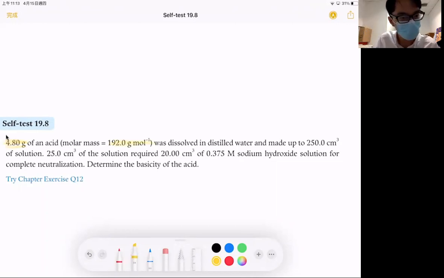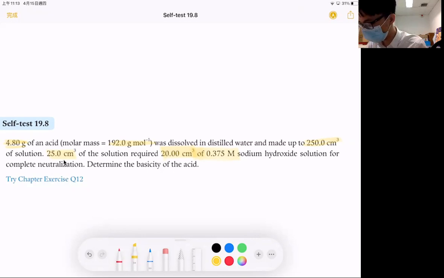So we have 4.8 gram of acid. The molar mass is this one. We made up a 250 cm cube solution, and we withdraw 25 cm cube of the solution from the volumetric flask. Afterwards, we do the titration, and we find out that we use up 20 cm cube of 0.375 M sodium hydroxide to react with the 25 cm cube.